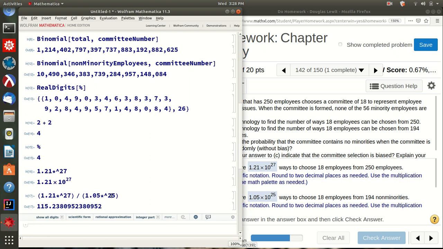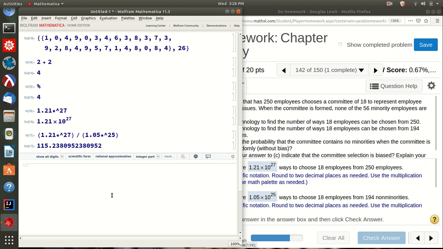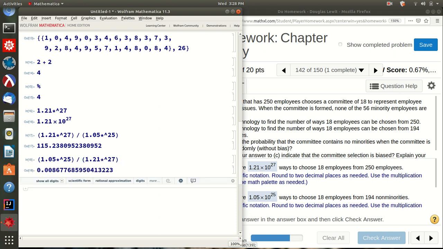Oh, I have that backwards, sorry. Okay, let's try it again. We want the smaller number on top. So that's going to be 1.05 times 10 to the power 25 divided by, let me use parentheses just as a precaution, 1.21 times 10 to the power 27. So that's going to be 0.0086. Okay, it's a very small probability.